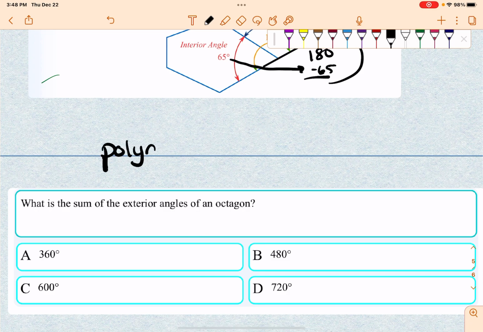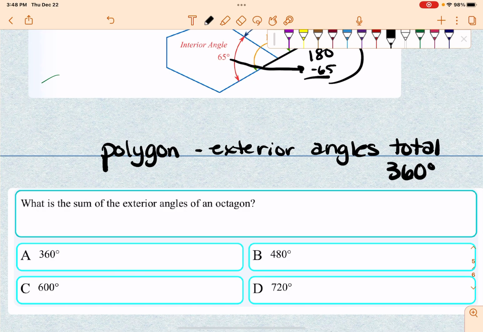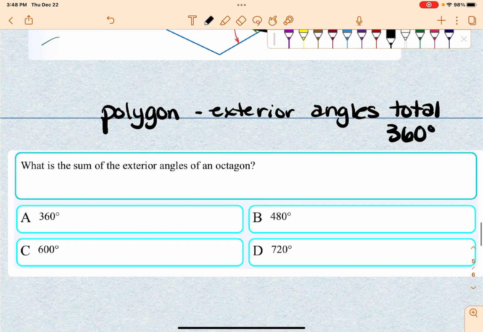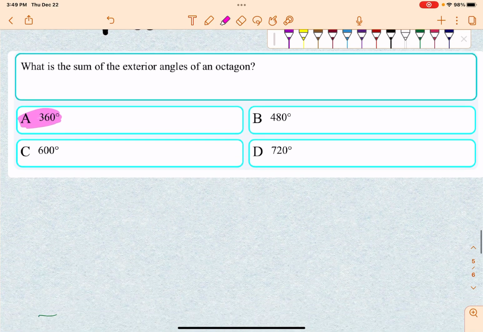Now, there are a couple things that you need to know when you're talking about polygons: the exterior angles always total 360 degrees. Okay, it doesn't matter what kind of polygon it is. It can be a triangle, it can be a square, it can be anything. So this question says, what's the sum of the exterior angles of an octagon? It's still 360 degrees. It does not matter how many sides it has. That's going to be its total no matter what.